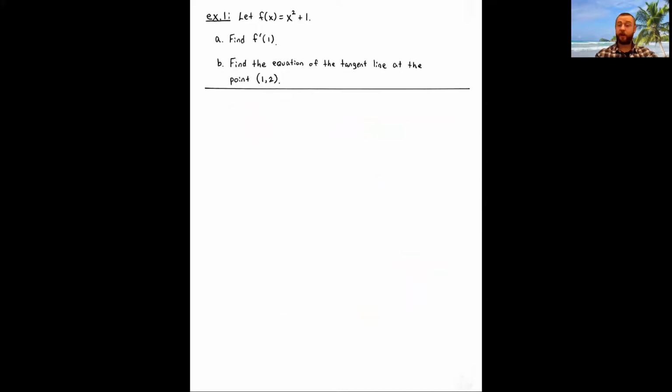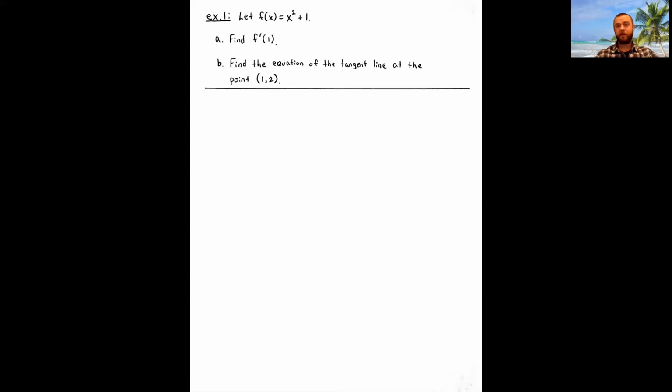All right, let's get to our first example. This is a good one. We have a function here, f of x, given as x squared plus 1. And let's find f prime of 1. So let's calculate the derivative of this function at x equals 1.